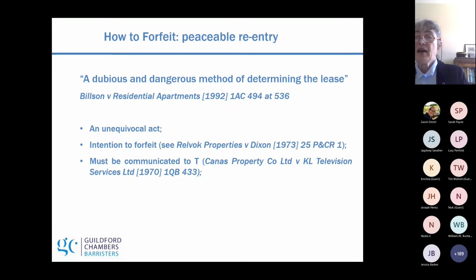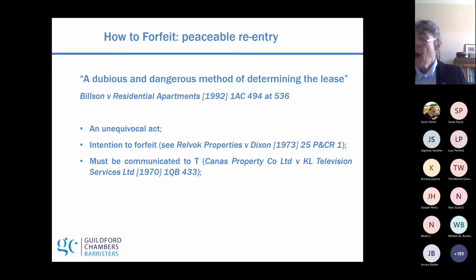As a headline on this slide, I have reproduced a dictum of the House of Lords in Bilson v Residential Apartments, where it was said that peaceable re-entry is a dubious and dangerous method of determining the lease. That is true because, on the basis of the Criminal Law Act 1977 and the criminal sanction, it is a potentially hazardous option. However, it remains a standard method of forfeiting a commercial lease because it is straightforward, fast and low cost. What is required for a peaceable re-entry?